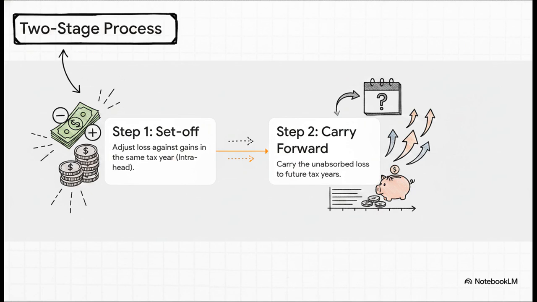That's step one, the intra-head adjustment. You use the losses you made this year to cancel out the gains you made in the same year. Now, if your losses are bigger than your gains, you don't just lose that benefit. That's where step two comes in. You take that leftover, unabsorbed loss and carry it forward to use in future years. It's like a tax-saving credit you keep in your pocket.